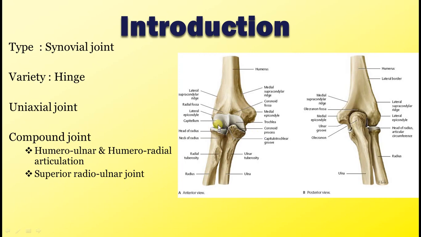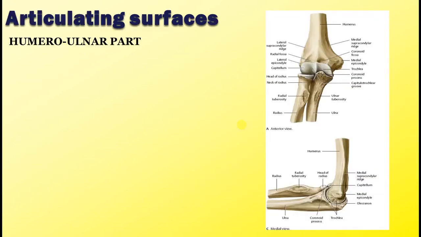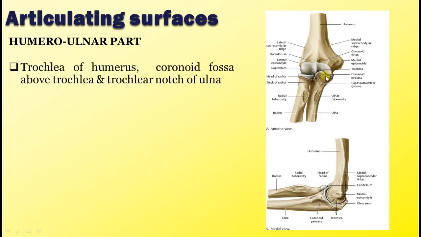And you are able to see this trochlea of the humerus. Again, it is not in line with the remaining part of the humerus. It somewhat projects anteriorly. The trochlea is projecting anteriorly, not in line with the remaining part of the shaft or the lower end of the humerus. So first we will see the humero-ulnar articulating surface. The humero-ulnar articulating surface consists of the trochlea of the humerus.